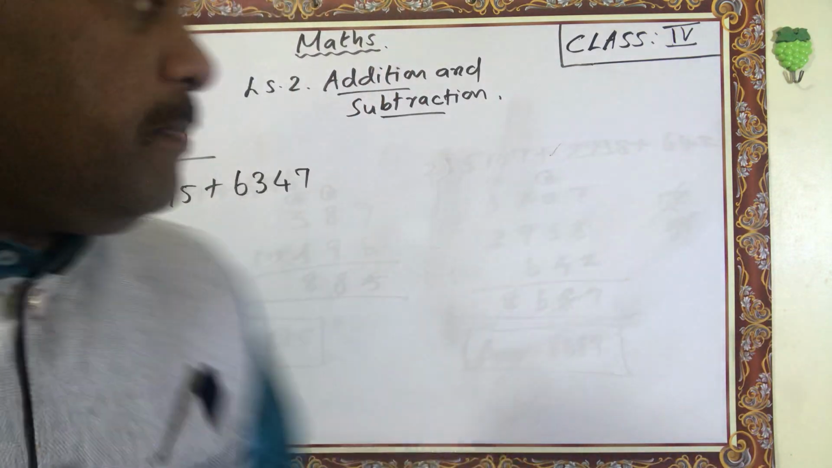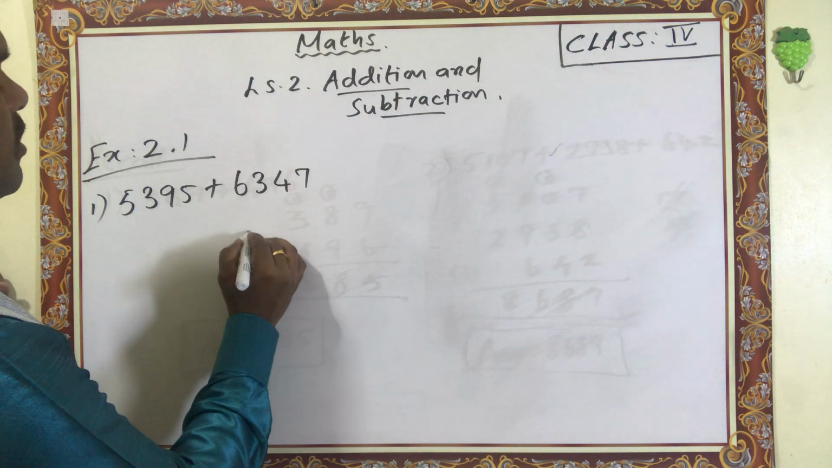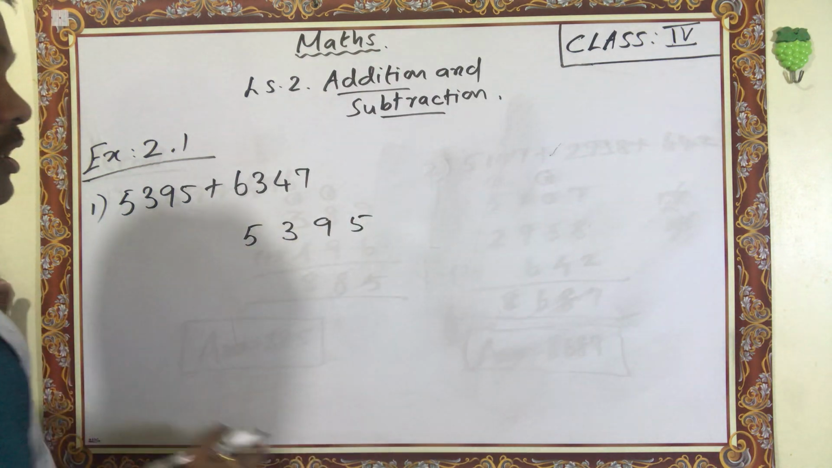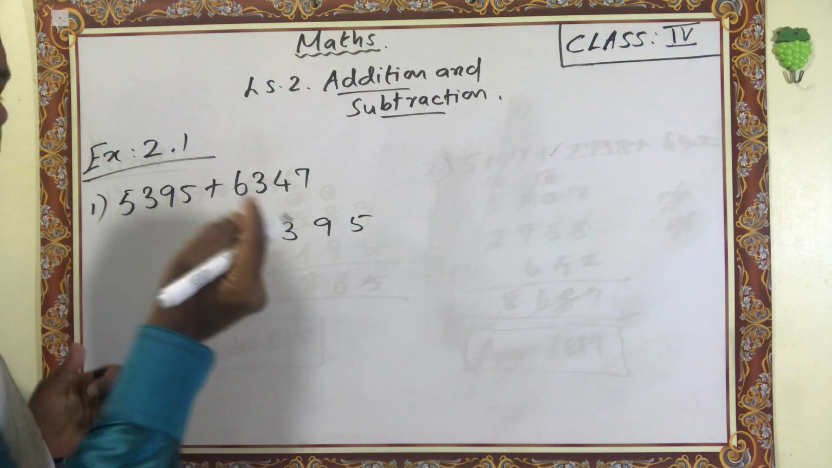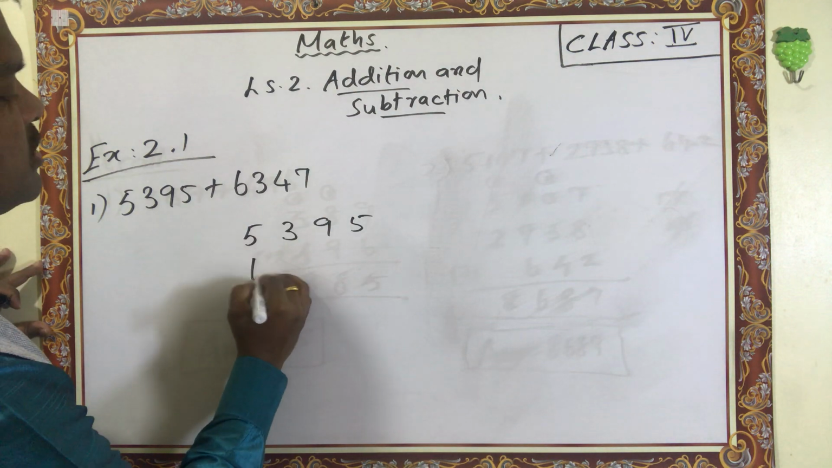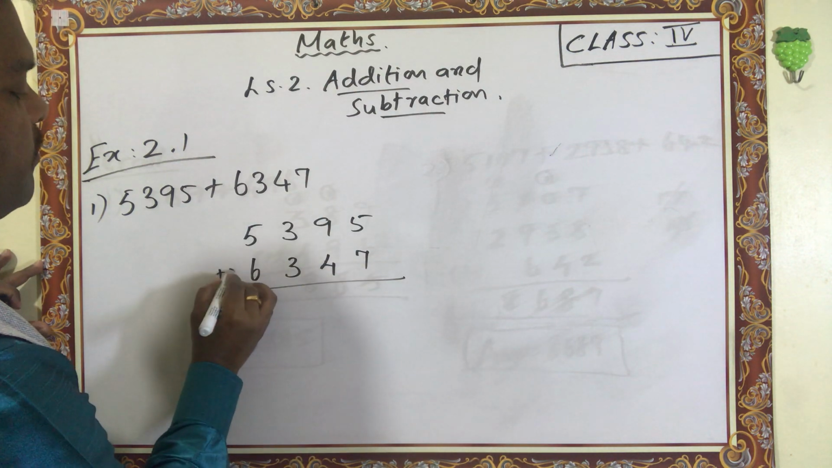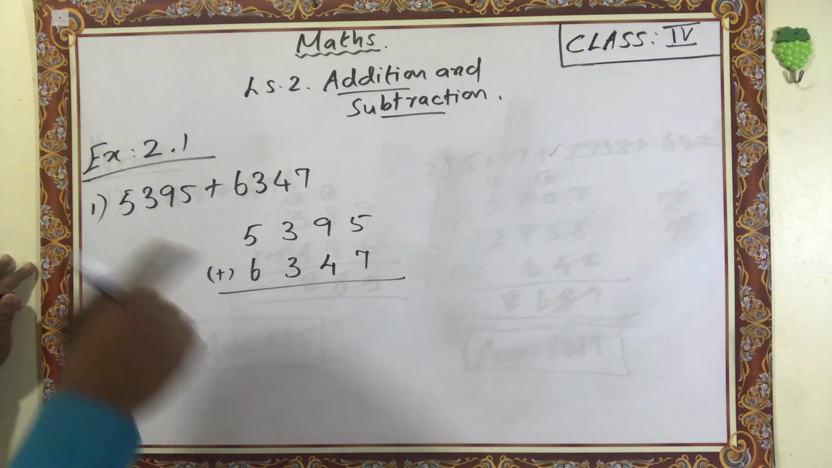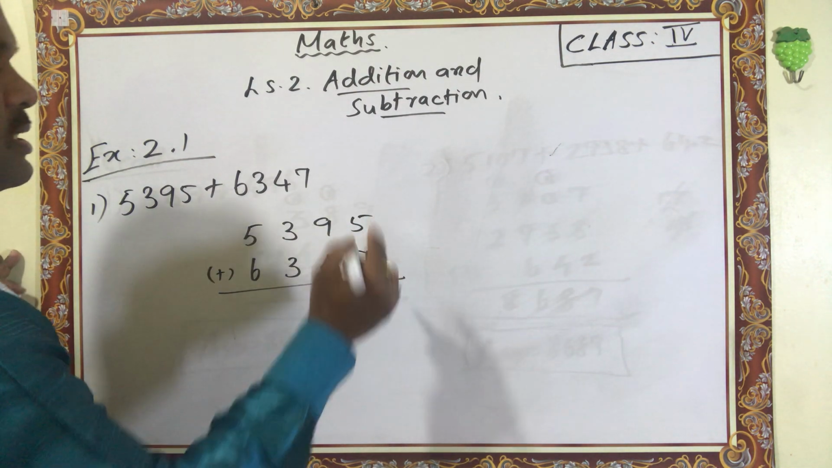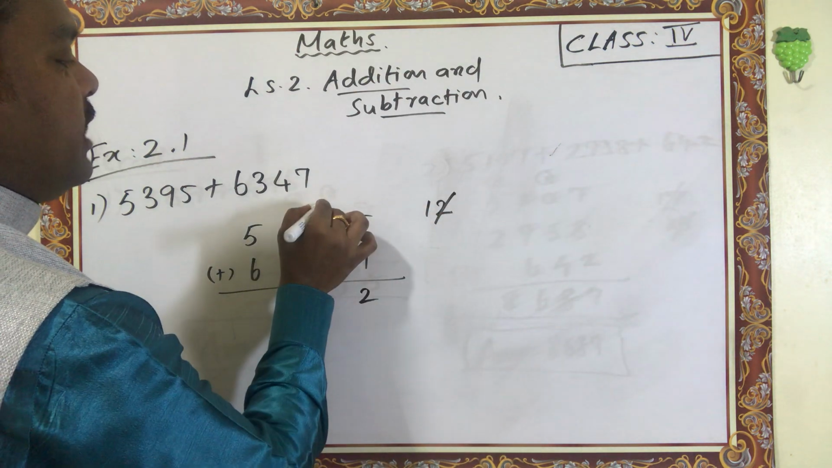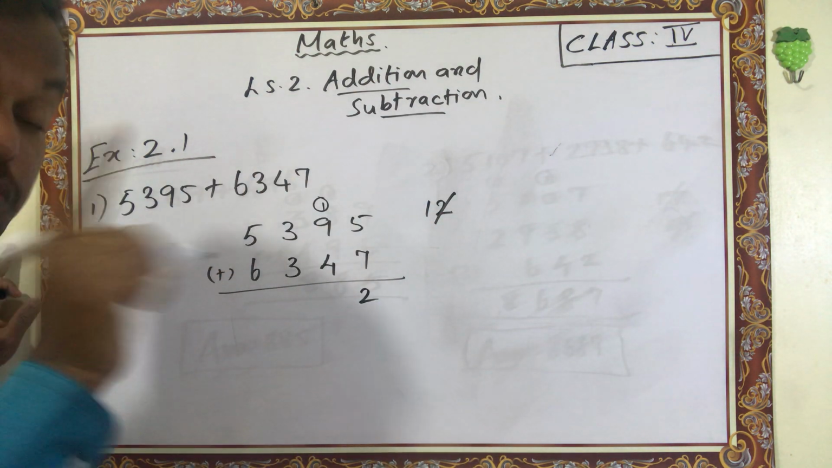How to add? See, as usual, 5395. Leave some space there, not more, just a little bit of space. 6347. And this symbol is also compulsory. You should put this symbol. Okay, 5 plus 7, 12. Cut 2. Balance 1. Carry here. Circle it. You should circle.